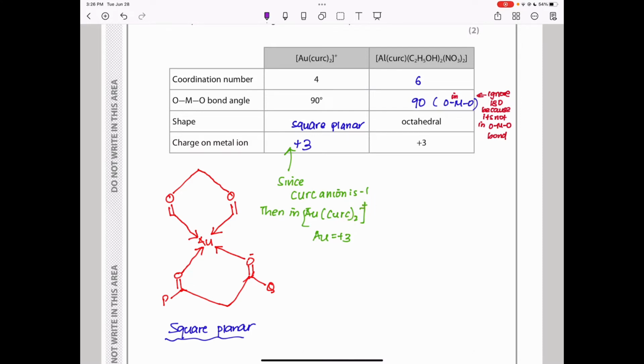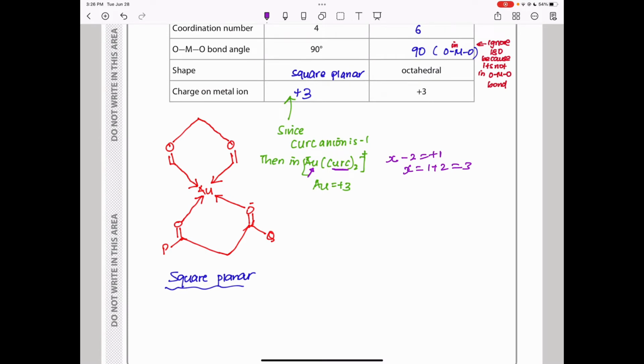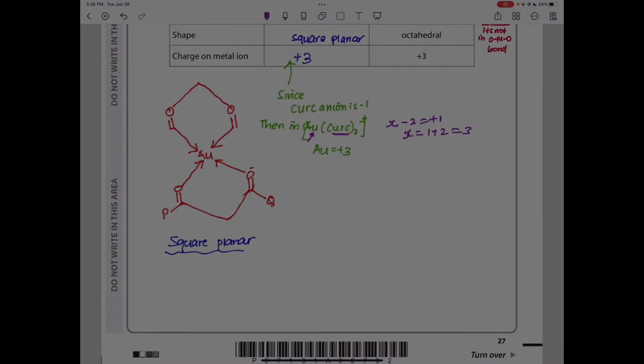It means if I don't know the oxidation state of that, let me call it X. And I know each of these is -1, so X - 2 is equal to +1. So X is equal to 1 plus 2, which is equal to 3. So the oxidation state of this metal, or the charge on the metal ion, should be 3+. I will continue to the next part of the question.